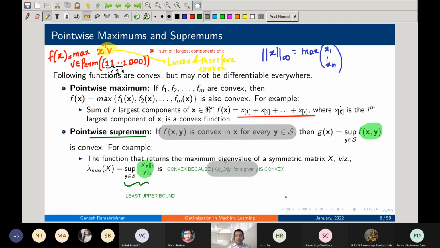Okay, is this fine? Then we'll move on to a more generalized statement about pointwise supremum, which will also get us the spectral norm, the nuclear norm, a whole bunch of other norms will come up. Say, is y an eigenvector or any vector? Y is any vector. Okay, sir.